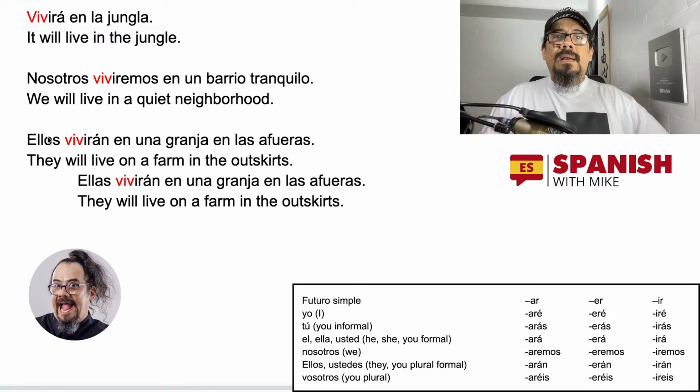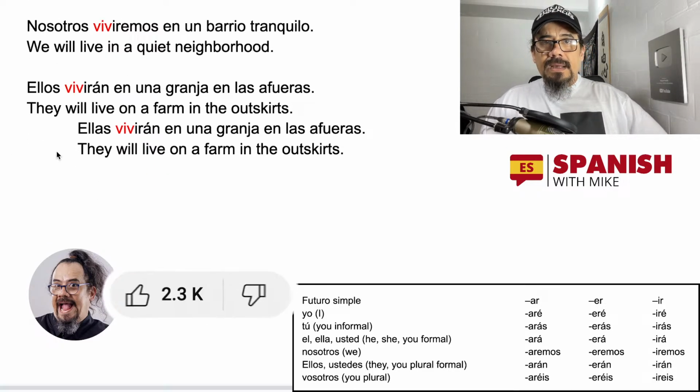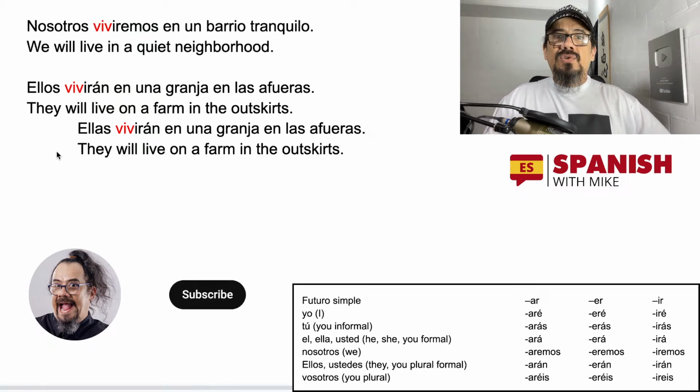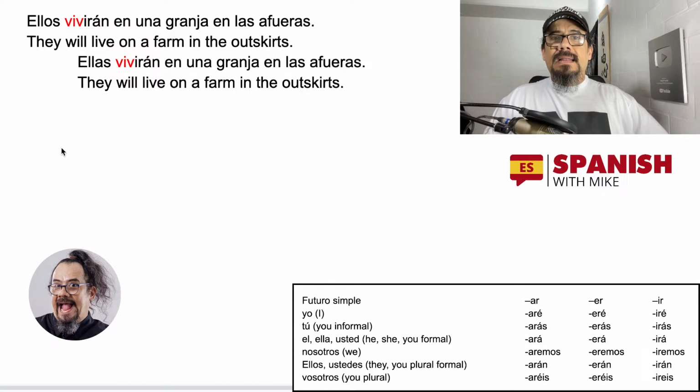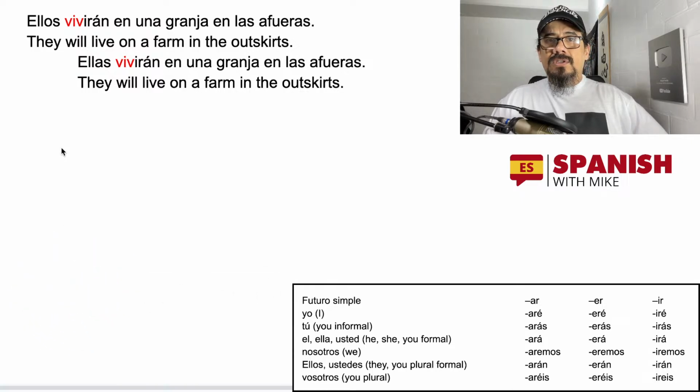Vivirá en la jungla. It will live in the jungle. Nosotros viviremos en un barrio tranquilo. We will live in a quiet neighborhood. And ellos vivirán en una granja en las afueras. They will live on a farm in the outskirts. Male. Ellas vivirán en una granja en las afueras. Female.